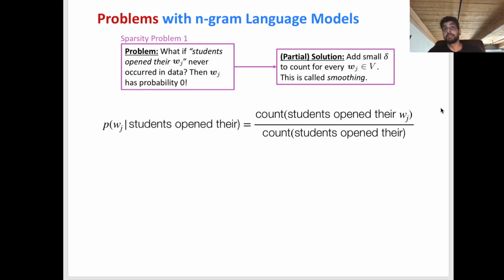Okay, there's a second problem, right? What if the entire prefix doesn't appear in my training data? In that case, the denominator is 0, which is of course bad. Traditionally, n-gram language models get around this using a method called backoff. If "students open there" doesn't exist, then I will back off to the bigram "students opened". If that still hasn't been observed in my data, I'll back off to just "students".